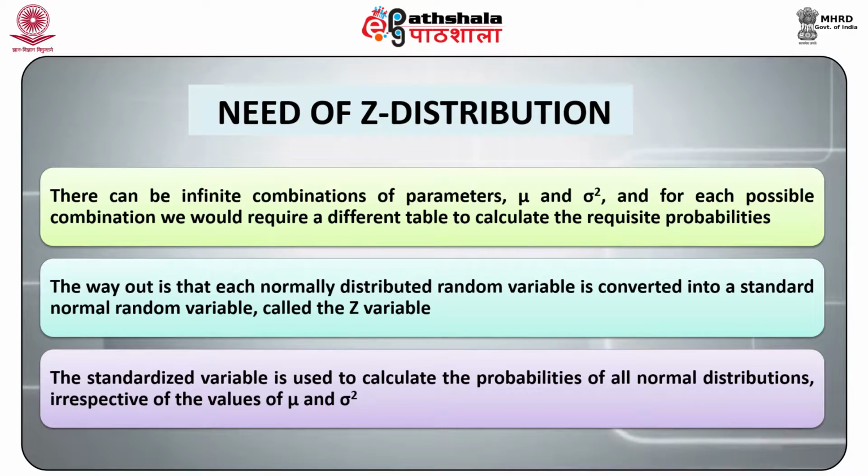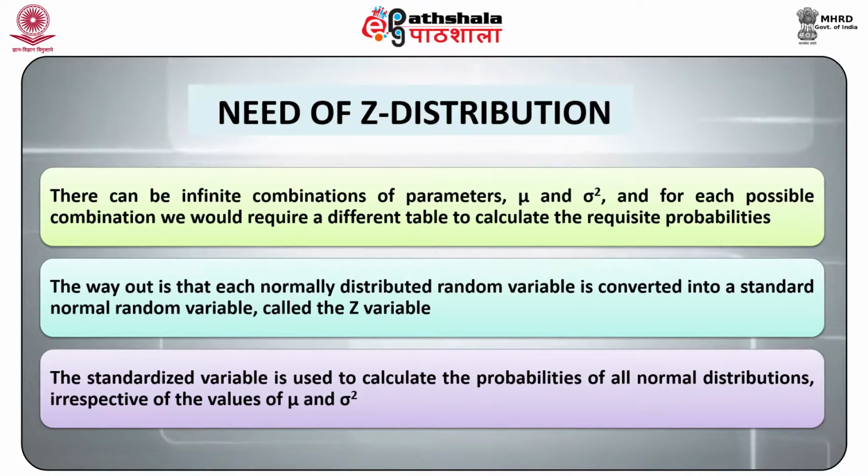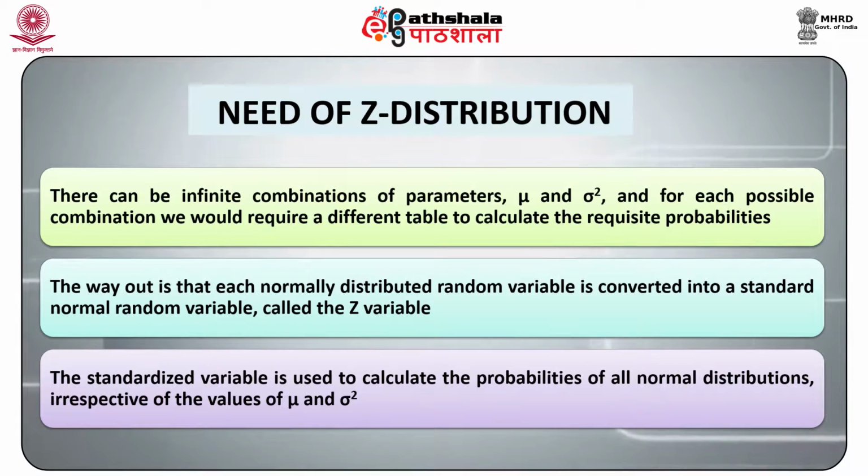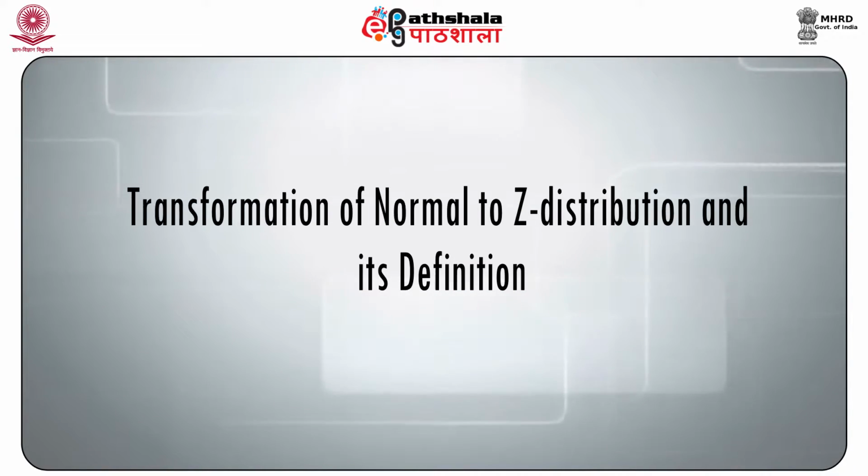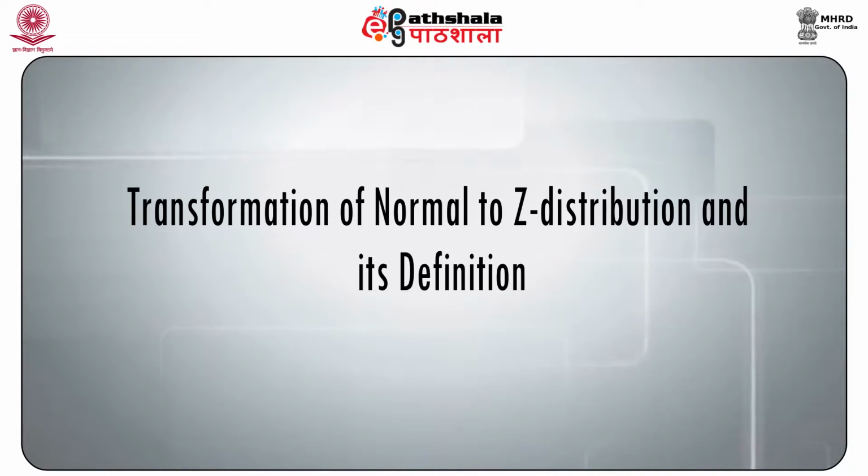The way out is that each normally distributed random variable is converted into a standard normal random variable called the Z variable. This standardized variable is used to calculate the probabilities of all normal distributions irrespective of the values of mu and sigma square. Transformation of normal to Z distribution and its definition.